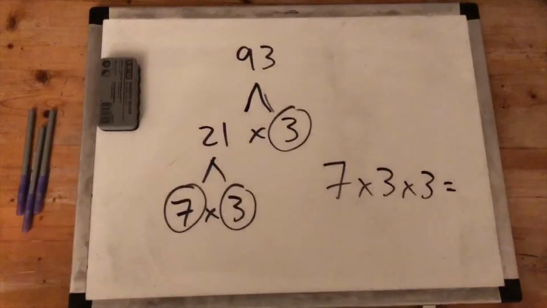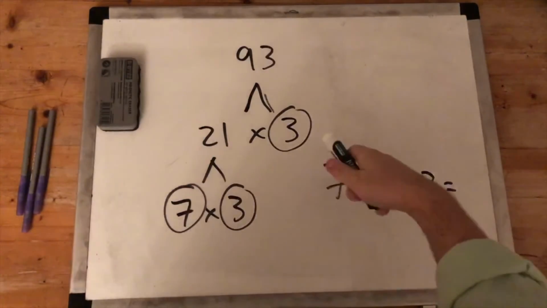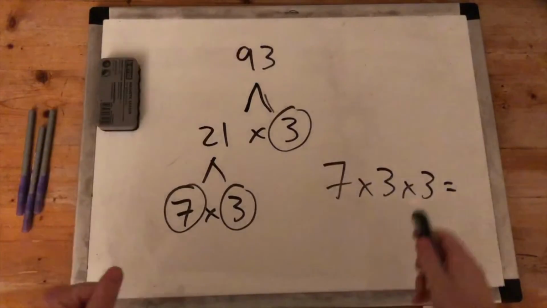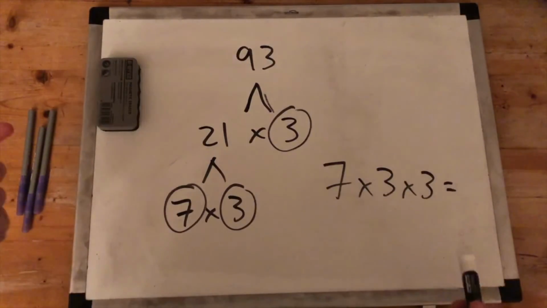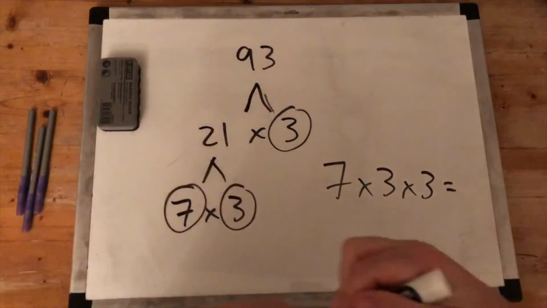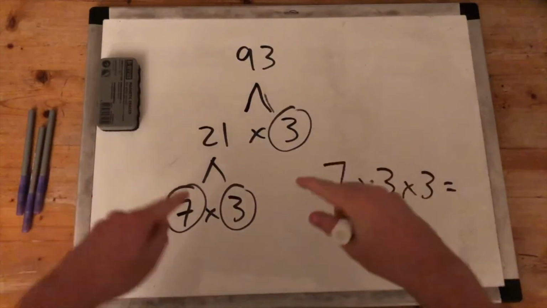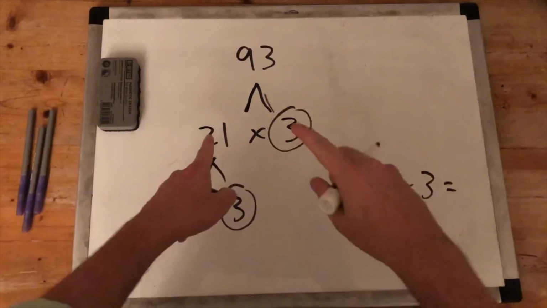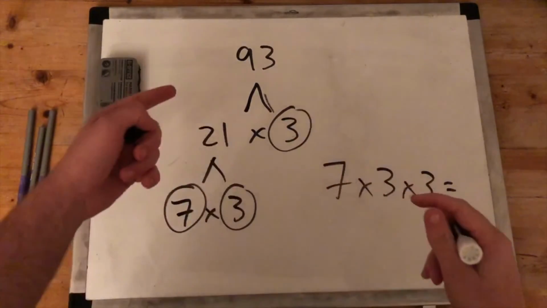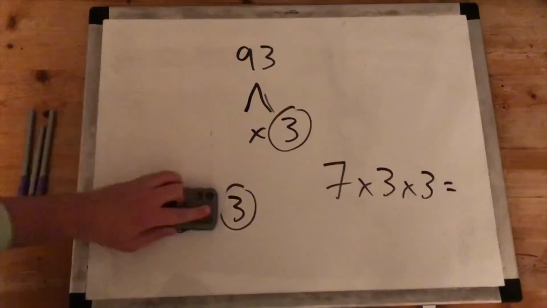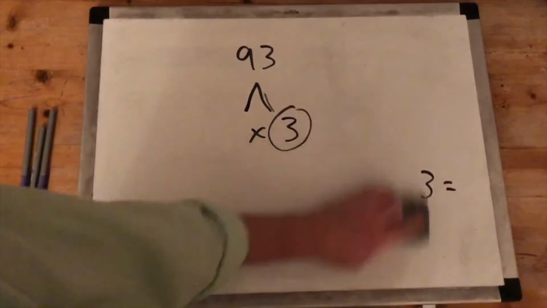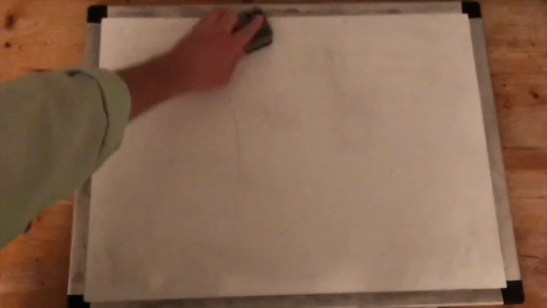Final mistake is check your work. Always check your work. And the best way to do that is when you've got your answer, does it make the number you wanted? 7 times 3 is 21. 21 times 3, 63. It's not 93. So it's wrong. We've made a mistake somewhere. Let's try again. And that's how you spot mistakes, is when you've got your final answer, multiply it, check that it makes the number that you're expecting.